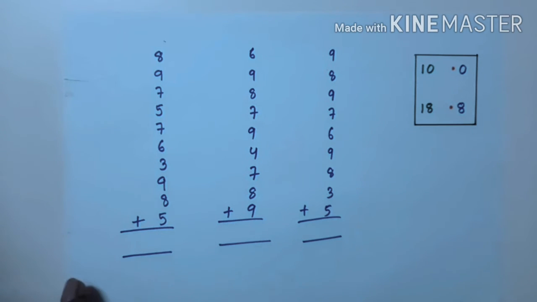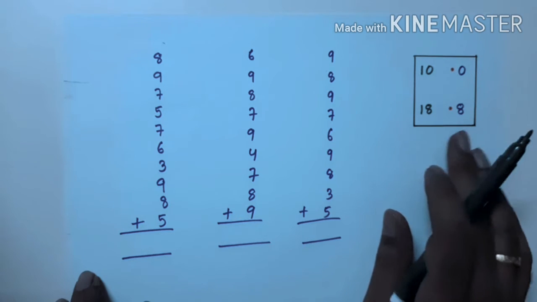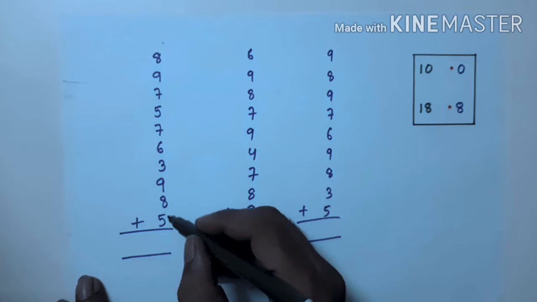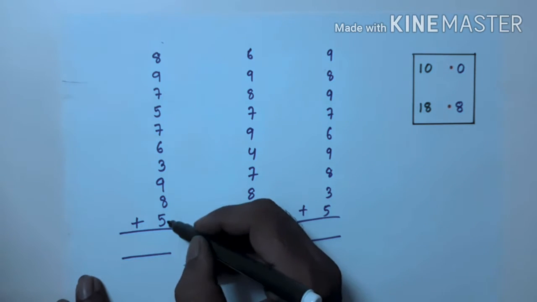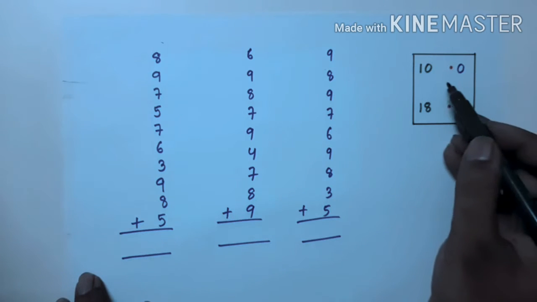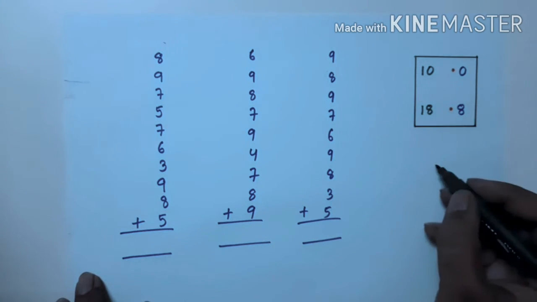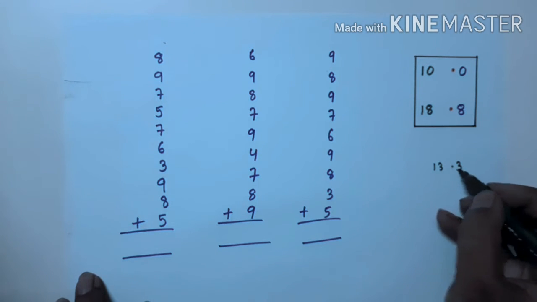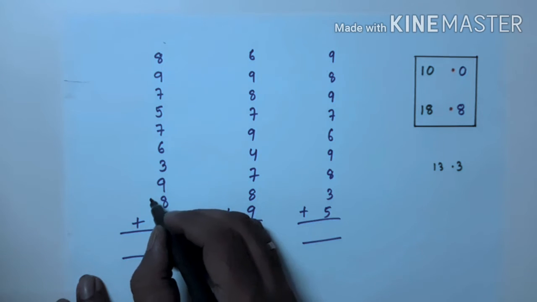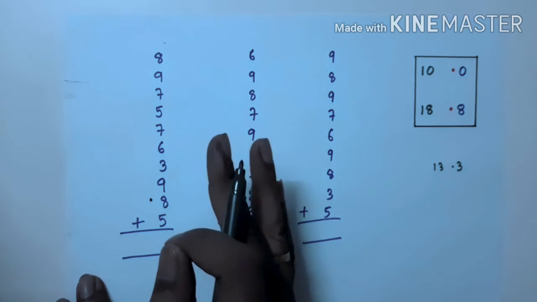So we'll start and we will see how we are using this dot method. So let's start with 5. 5 plus 8. How much? 5 plus 8 is 13. 13 means, as you can see here, when I say 10 is dot 0, 18 is dot 8, so 13 will be dot 3. So 5 plus 8 is 13. So dot 3 in the mind. Remember this one. Dot 3 in the mind.